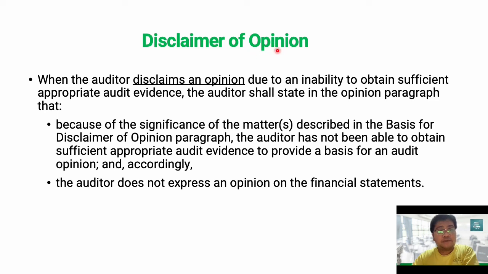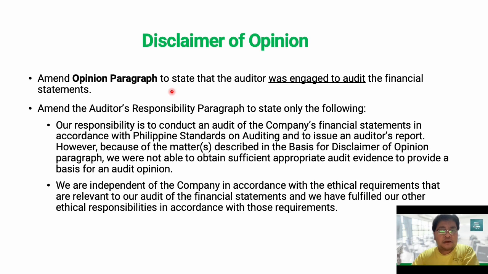Then finally, when we issue a disclaimer of opinion, due to our inability to obtain sufficient and appropriate evidence, we will state in our opinion paragraph that because of the significance of the matter described in our basis for disclaimer of opinion paragraph, we were not able to obtain sufficient and appropriate evidence and we are not issuing any opinion. Okay? So now, we will amend the opinion paragraph, including the first paragraph. Instead of saying that we have audited, we will mention instead that we were engaged to audit only. So that's one difference from the previous modified opinions.